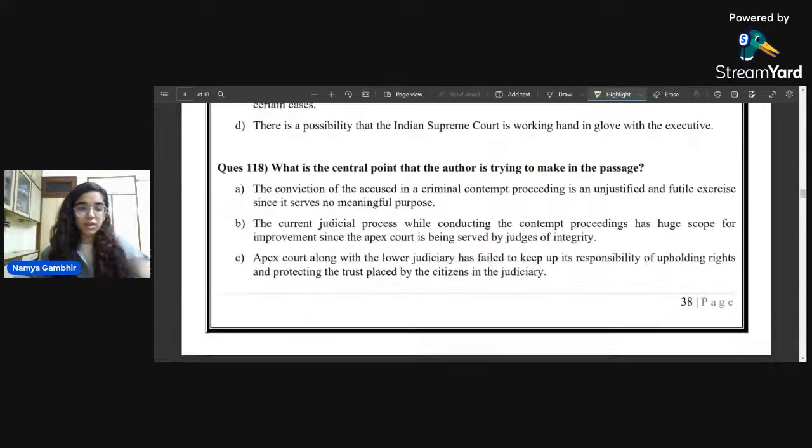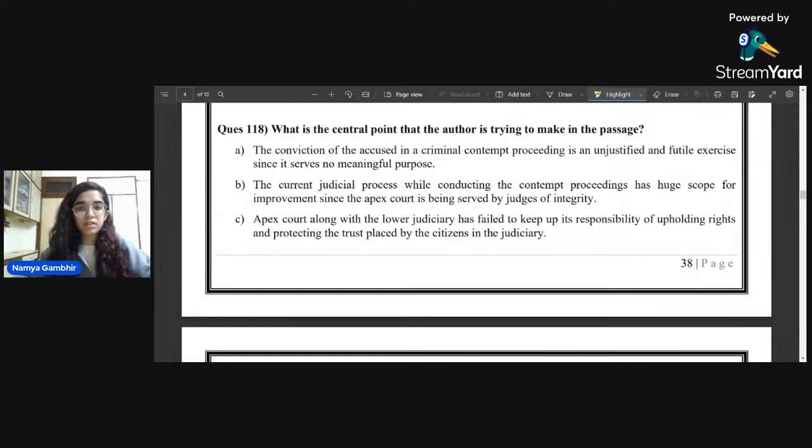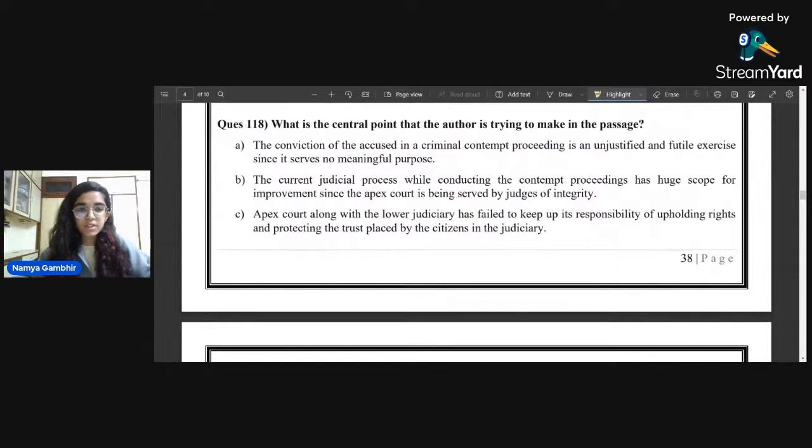Now, the third question. What is the central point that the author is trying to make in the passage? The first is that the conviction of the accused in a criminal contempt proceeding is an unjustified and futile exercise since it serves no meaningful purpose. Okay. Second option says that the current judicial process while conducting the contempt proceedings has huge scope for improvement since the apex court is being served by judges of integrity.